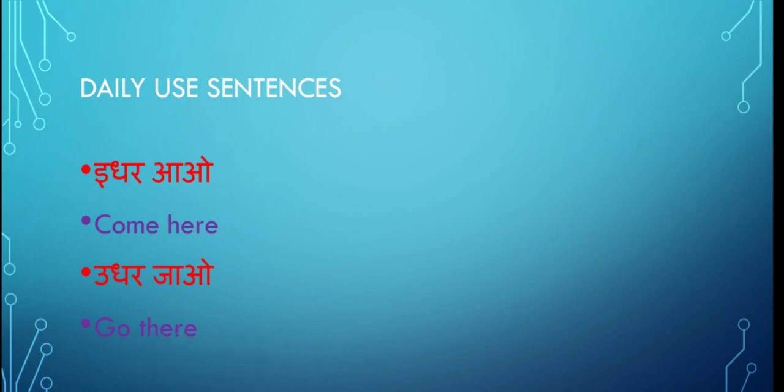So our first sentence is idhar aao. How we can say this sentence in English? Come here. Idhar aao means come here. So whenever you want to ask somebody to come to you, you can ask him or her that come here.